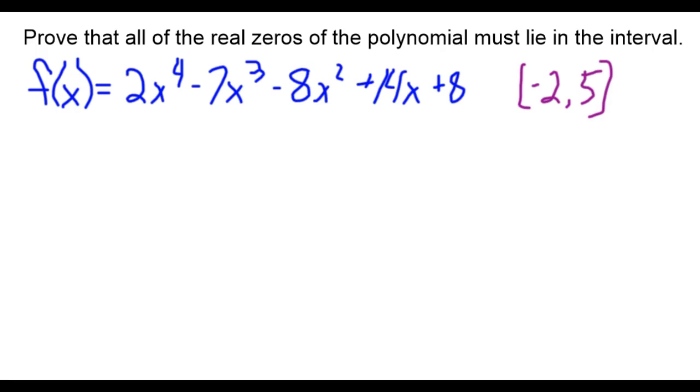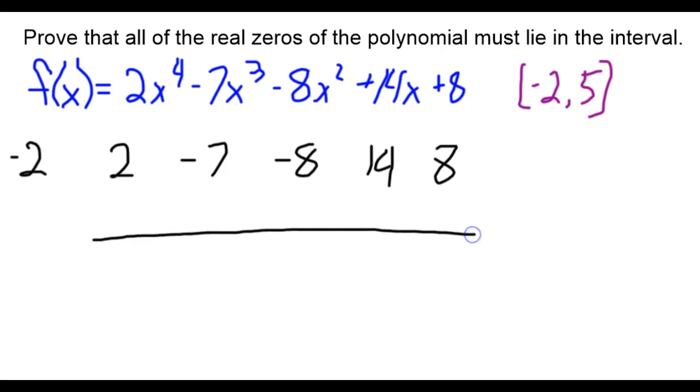So what we're going to do is prove that all of the real zeros of the polynomial f of x equals 2x to the 4th minus 7x cubed minus 8x squared plus 14x plus 8 lie in the interval from negative 2 to 5. So what we're going to do is use these two endpoints, negative 2, and we're going to use synthetic division. So we have 2, negative 7, negative 8, 14, and 8. Drop down our 2. We get negative 4, negative 11, positive 22.